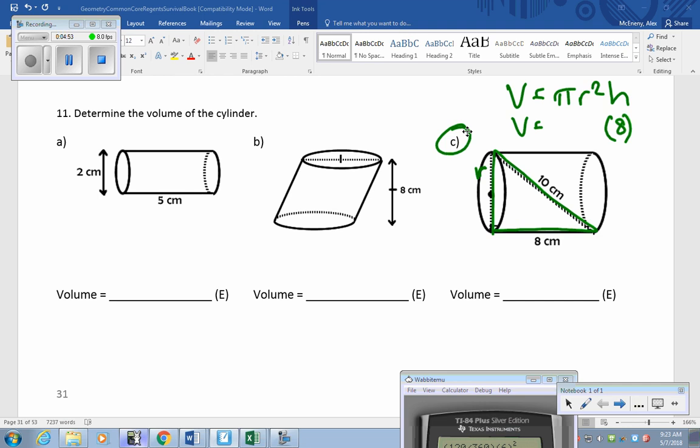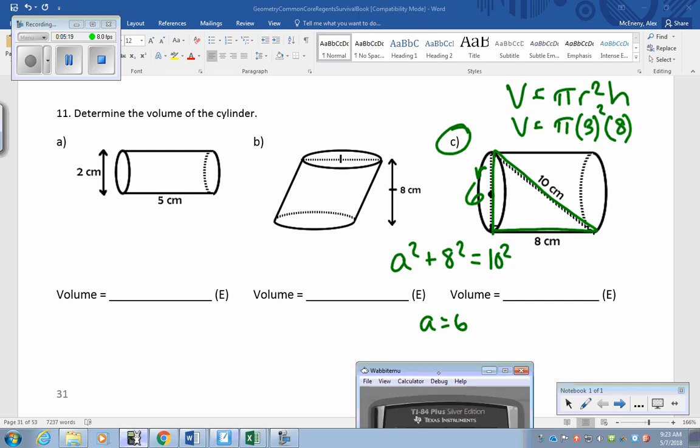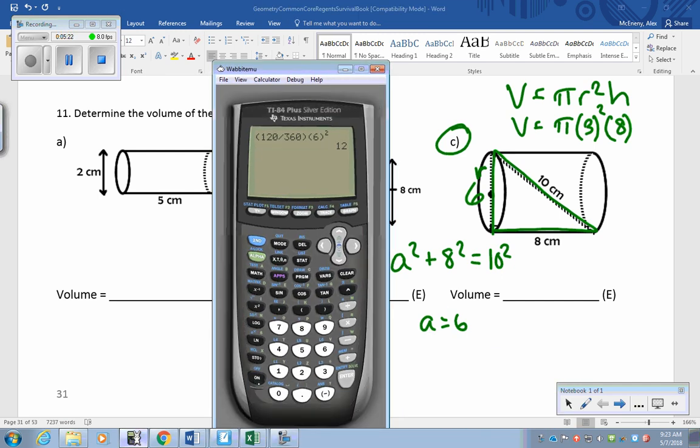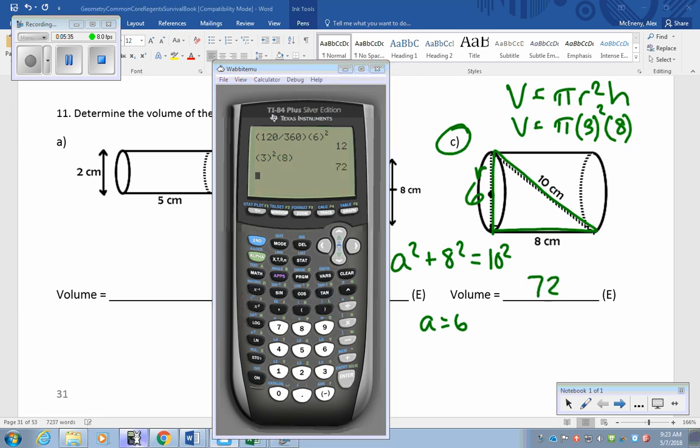10 is the hypotenuse, so this will end up being a squared plus 8 squared equals 10 squared, and the 8 and the a are interchangeable. To save some time, a is going to end up being 6. So this whole length would be 6, but the radius is going to be 3. First, I could type in the formula if I want an exact answer. In this case, to get an exact answer, I would omit pi. So I'd end up with 72 pi as the exact answer.